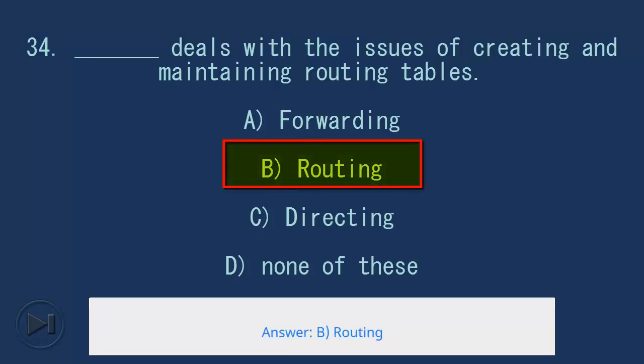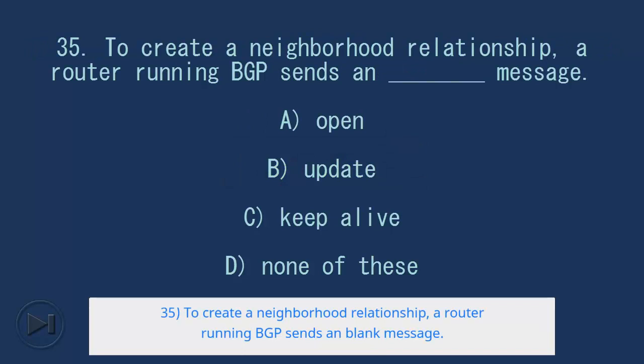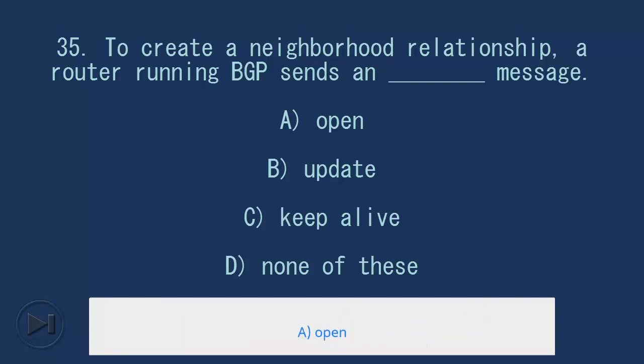Answer, B. Routing. 35. To create a neighborhood relationship, a router running BGP sends an blank message. A. Open. B. Update. C. Keep alive. D. None of these.